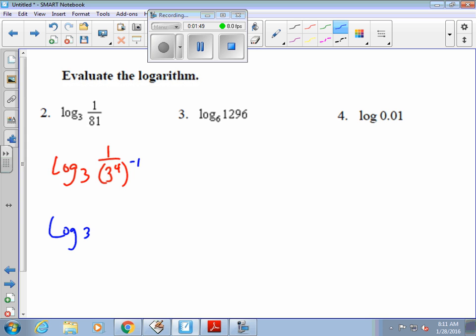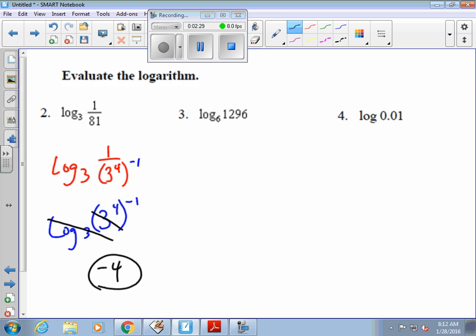Okay, that'll make it ride the elevator, and it'll look like this. Log base 3 of 3 to the 4th, which is now raised to the negative 1 power. That's what made it ride that elevator. So now you have the same bases. Log base 3 of 3, they cancel each other out. And you have 4 times negative 1 because you're raising a power to a power, and you simply have negative 4 for that one.